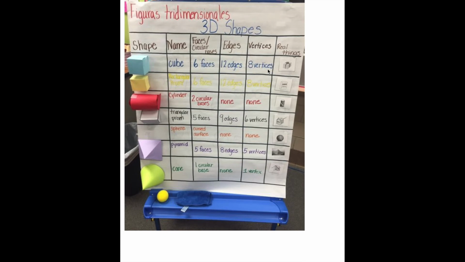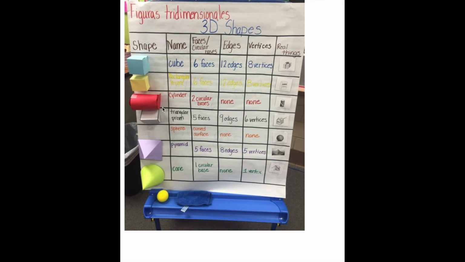Okay, then we go and we count our vertices, which are our corners. 1, 2, 3, 4. Don't forget the back. 5, 6, 7, 8. And we have 8. So that's the rectangular prism. So let's move on to this one right here.